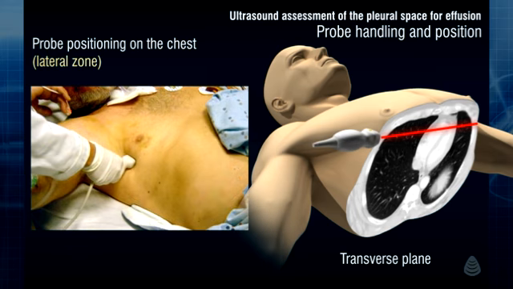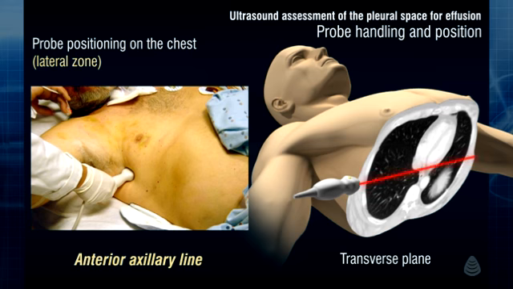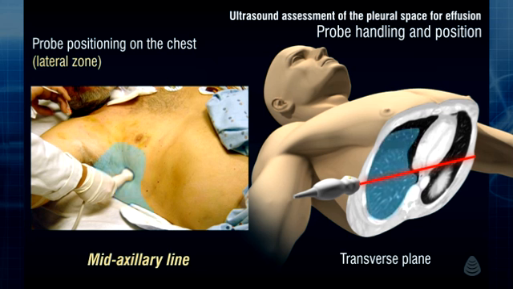If the probe is placed at the upper boundary of the lateral zone, that is, in the anterior axillary line, fluid will be visualized in the ultrasound plane only if the effusion is massive. A less important effusion would be missed with such an anterior or ventral probe position on the chest. If the probe is placed in the middle of the lateral zone, that is, in the mid-axillary line, effusions that are large and moderate in size will be visualized. However, effusion of smaller size and more posteriorly located will not be visualized with such a probe position.